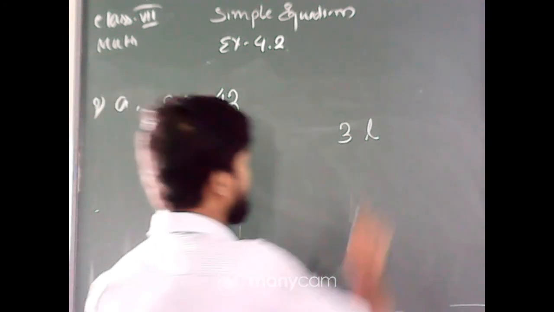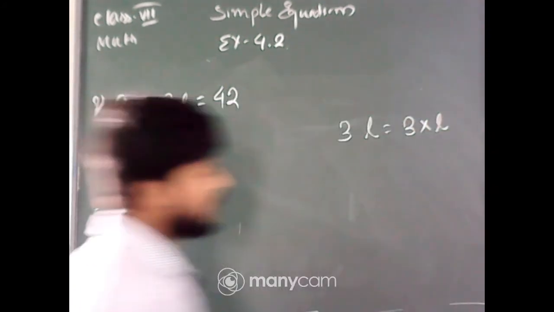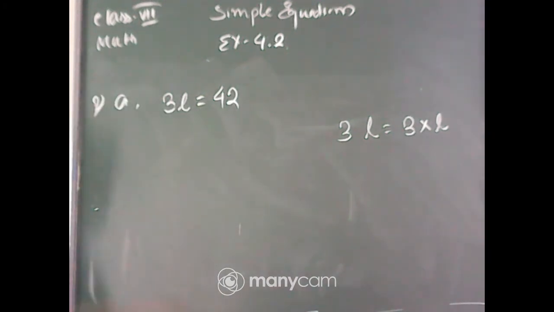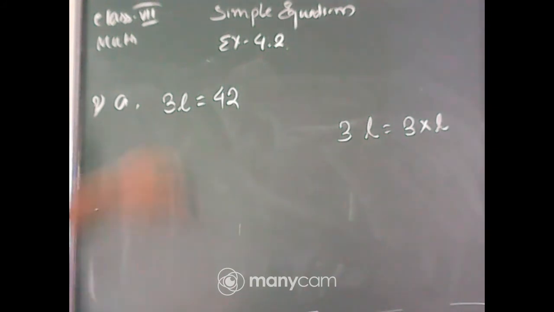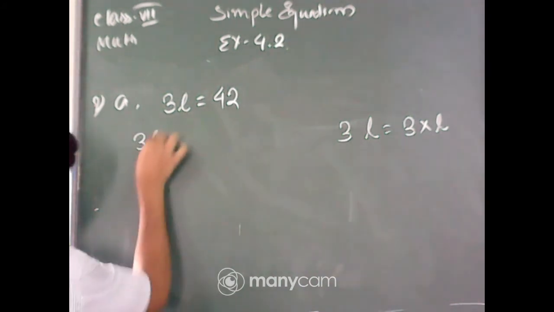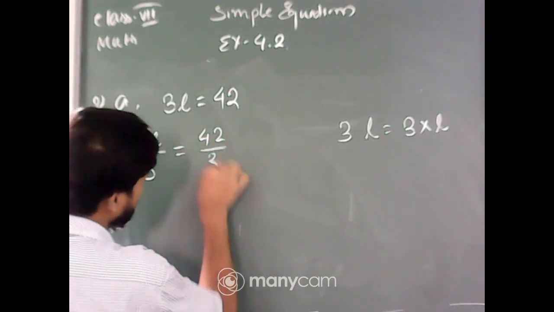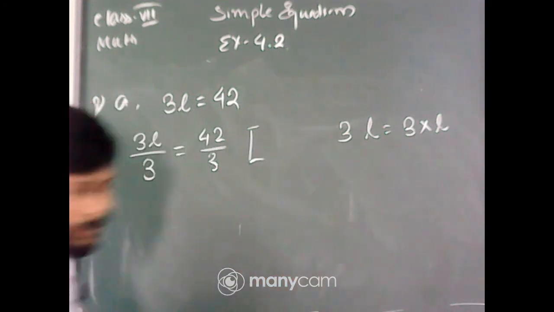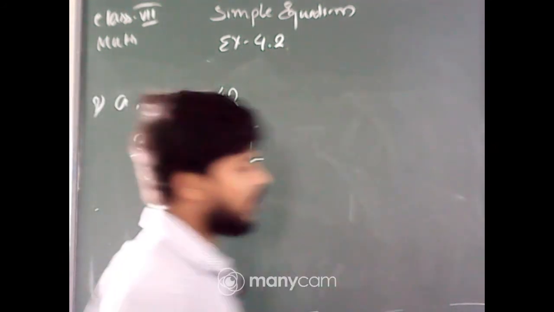Yes, it is multiplication. So 3 into L. 3L means 3 into L. So to remove this 3, what do we have to do? Yes, we have to divide it by 3. So on dividing both sides by 3, we have 42 by 3, and within the bracket we have to write the reason why, what we are doing actually.